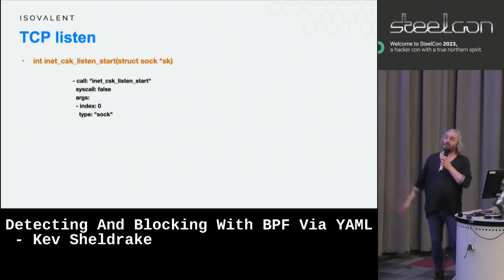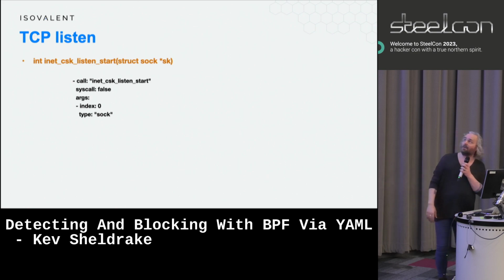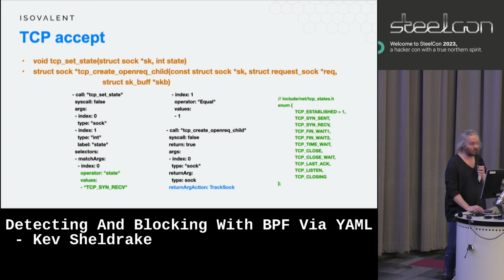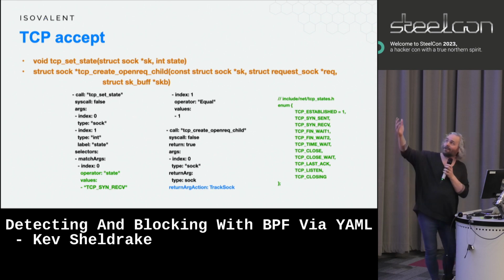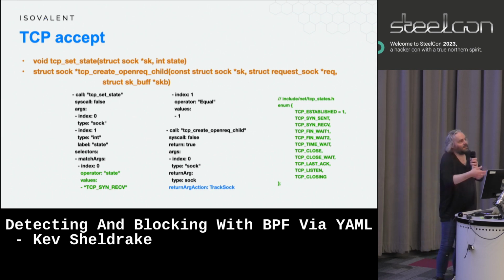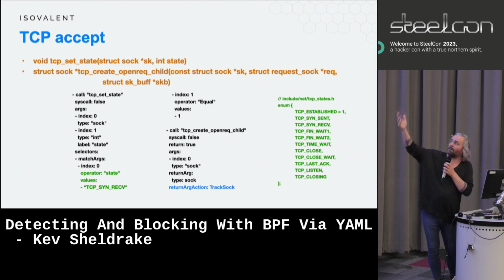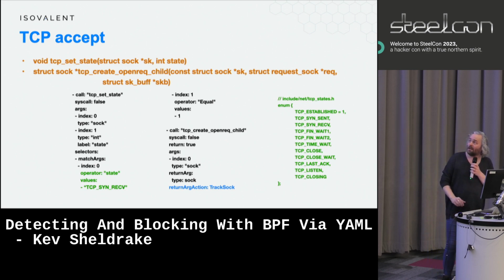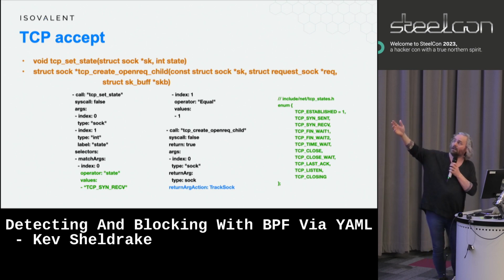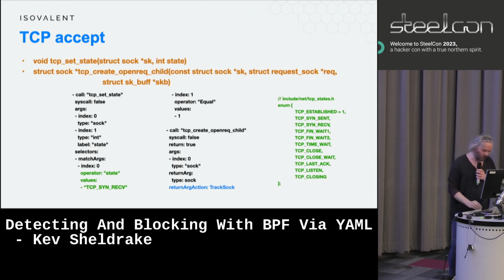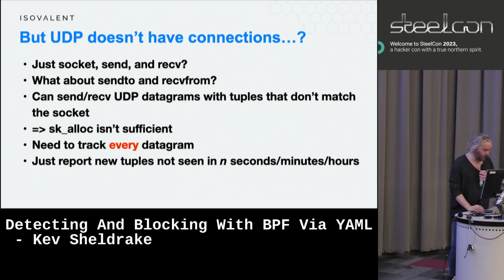Catch all the listens. You could do this. So tcp_listen_start is what gets called when a socket goes into listen mode. Again, when a socket is accepted, we can see the state change. So the state changes of the socket from listening to established. We could catch that with a bit of YAML, and we can track the sock that was created, the duplicate sock, by adding the track sock as well.